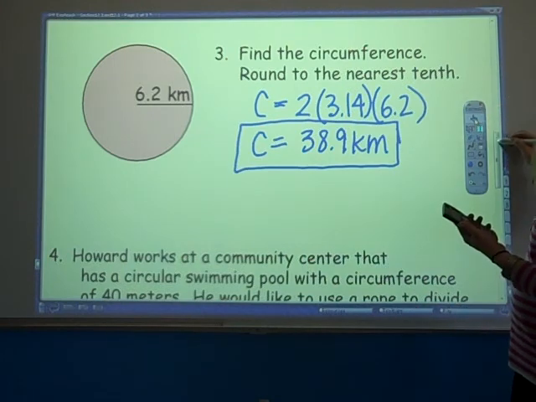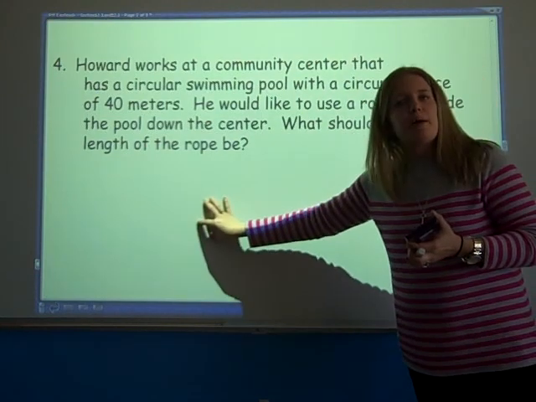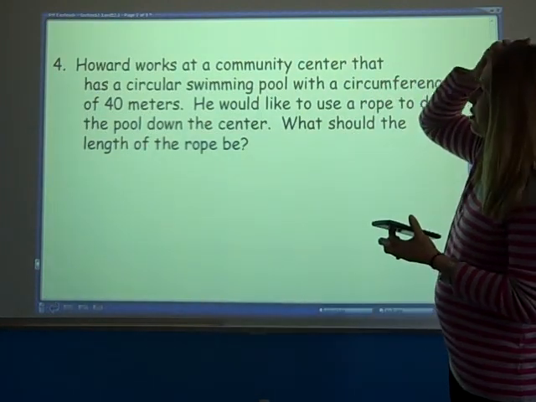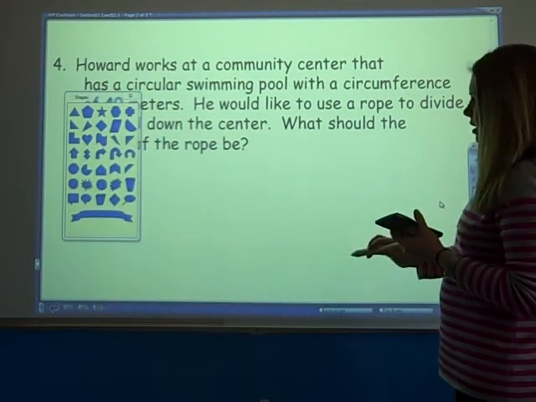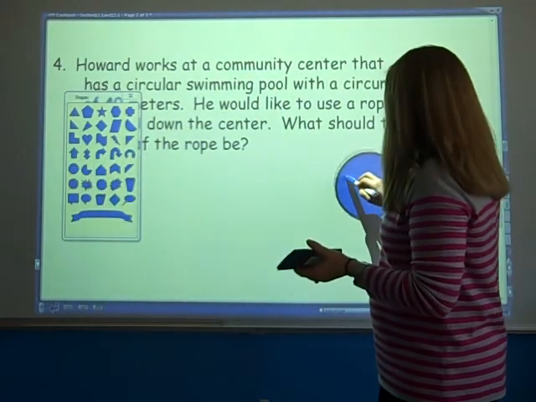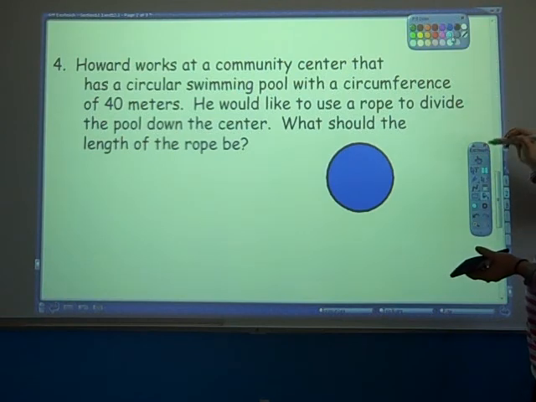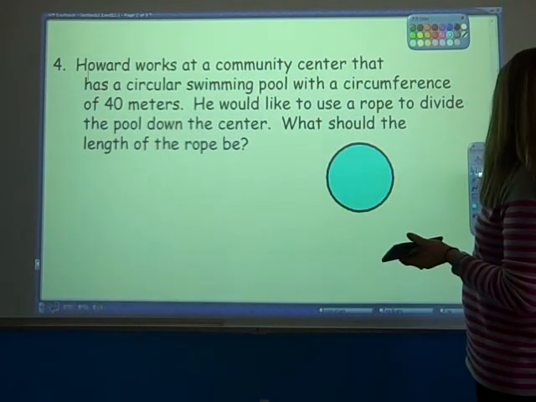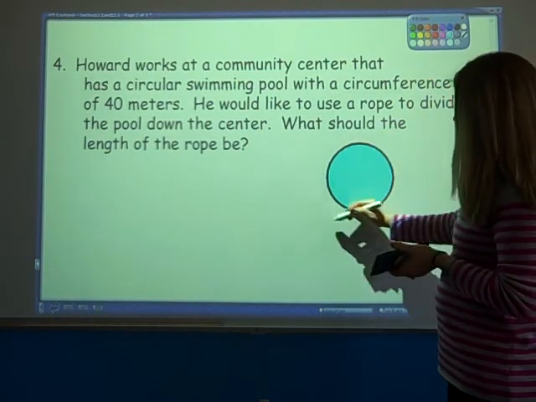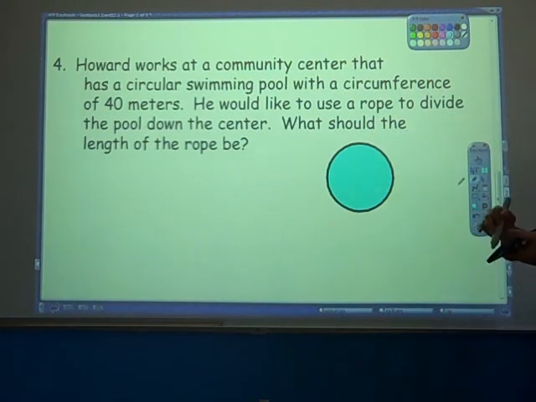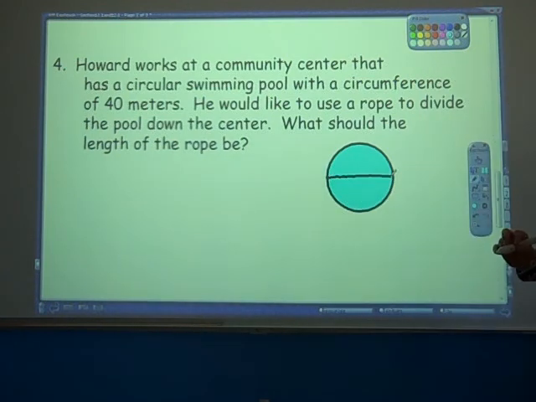Now we're going to do a word problem, and then we're going to do some area, and then we're done. Please copy down the word problem so it makes sense in your notes. Howard works at a community center that has a circular swimming pool. Okay, let's get a circle out. Here's our pool. I'm actually going to lighten up our pool so that it's easier to see. With a circumference of 40 meters, so the distance around is 40 meters. He would like to use a rope to divide the pool down the center. So he wants to go across the center here. What should the length of the rope be?